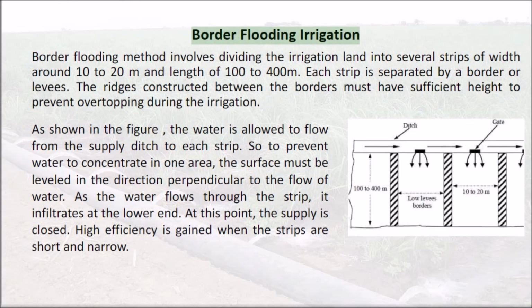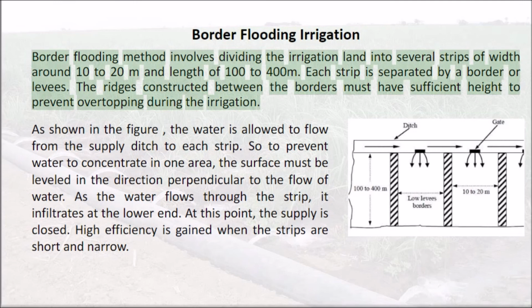Border flooding irrigation. Border flooding method involves dividing the irrigation land into several strips of width around 10 to 20 m and length of 100 to 400 m. Each strip is separated by a border or levees. The ridges constructed between the borders must have sufficient height to prevent overtopping during the irrigation.